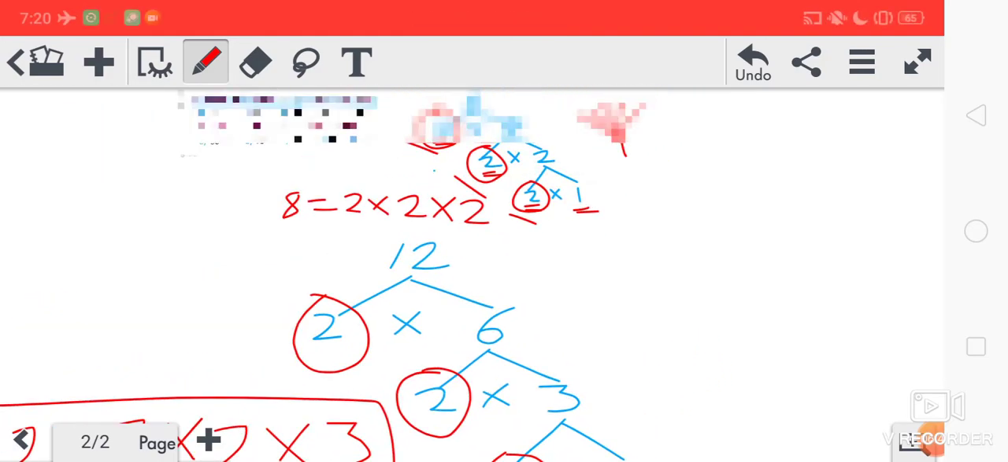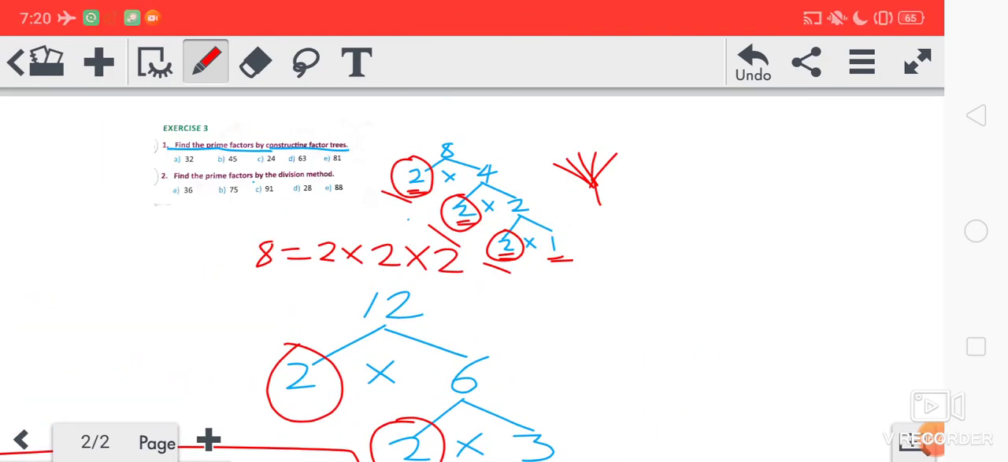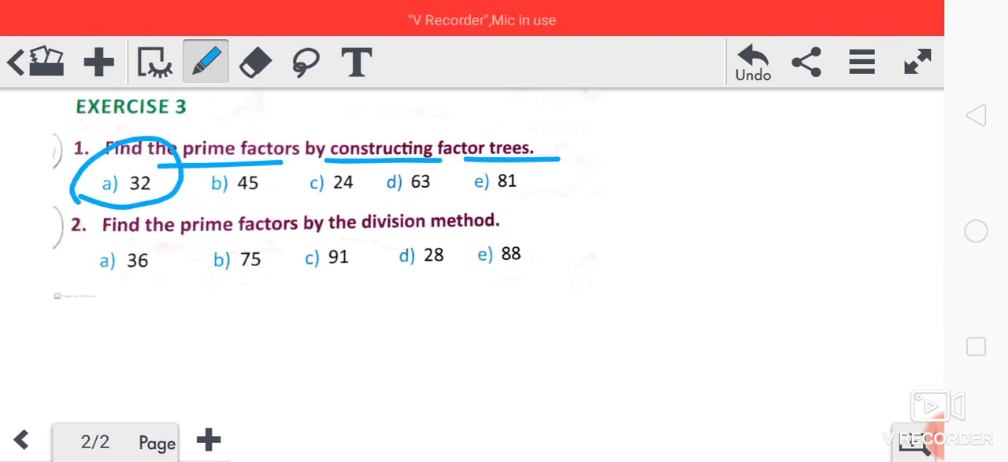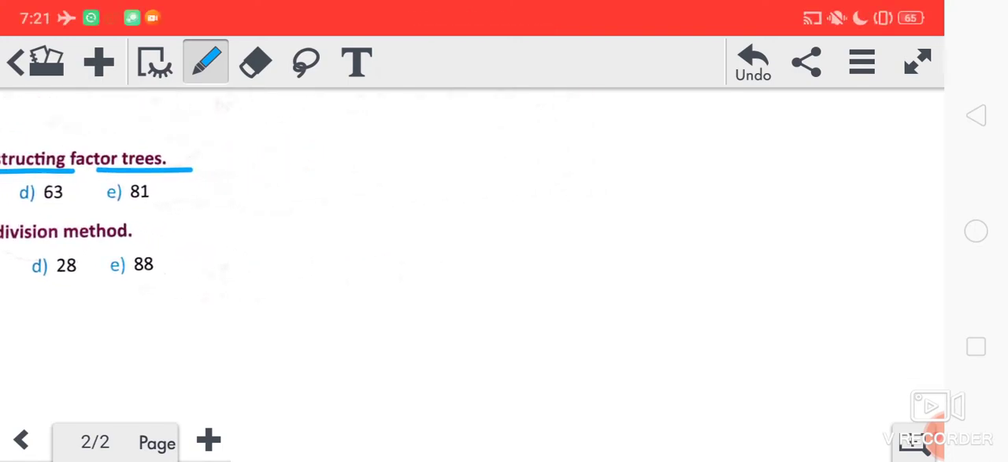Okay. Now come to the exercise. What are the questions given in the exercise? Now it's given, find the prime factors by constructing factor trees. So question number A we will do. A is given 32. So we have to construct the factor tree of 32. So we'll write here 32.